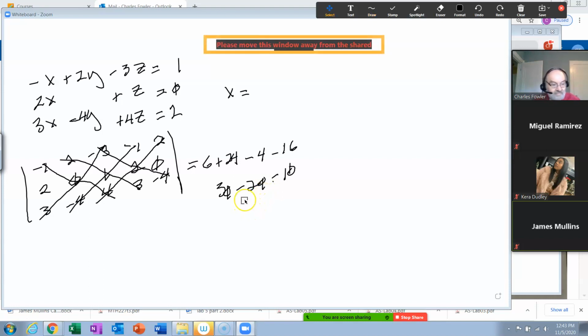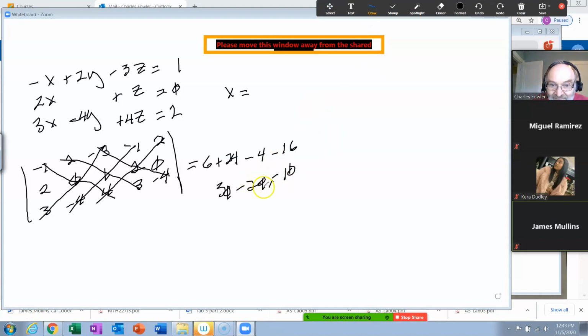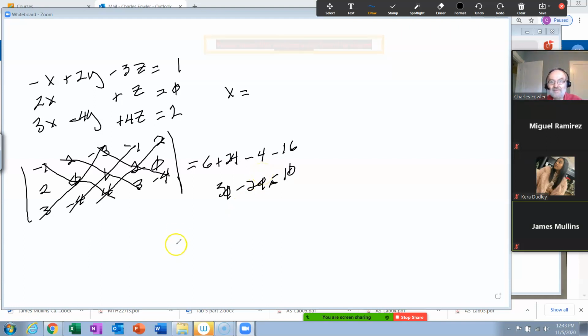Let me see if I got it. I'm trying to draw an equal sign and it just won't draw. Okay, your coefficient matrix determinant is a 10.